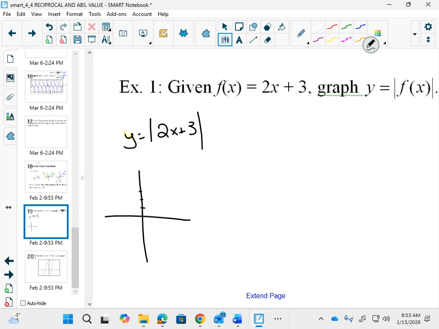Well, 2x plus 3, that would have a y-intercept of 3, a slope of 2, and when drawing graphs, label your x-intercepts and y-intercepts. So my x-intercept here, where y equals 0, would be -3/2. You draw your inside graph first.